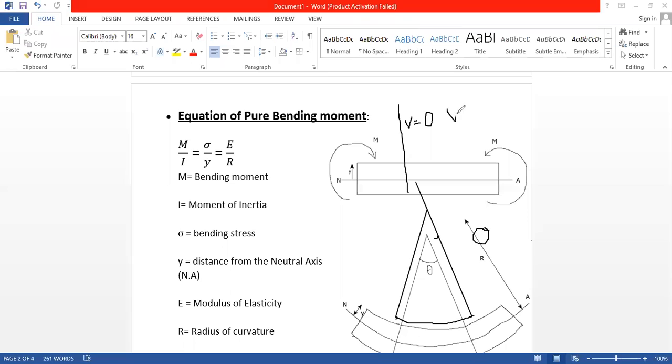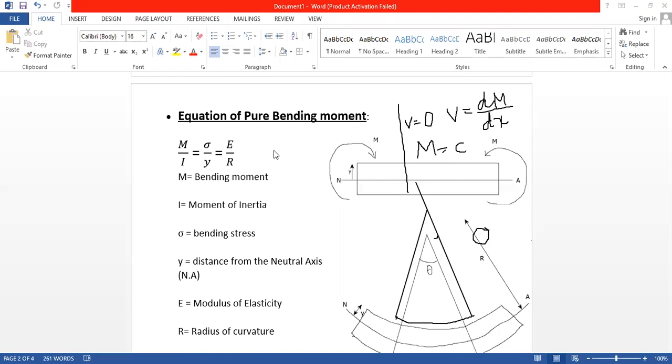We can represent the shear force as the derivative of bending moment with respect to a certain distance x. So what happens when V becomes equal to 0? It means that this term M is a constant. So what happens in case of pure bending moment? The bending moment is always constant, whereas the shear force acting at that section is 0. So these are the interpretations of the pure bending moment.